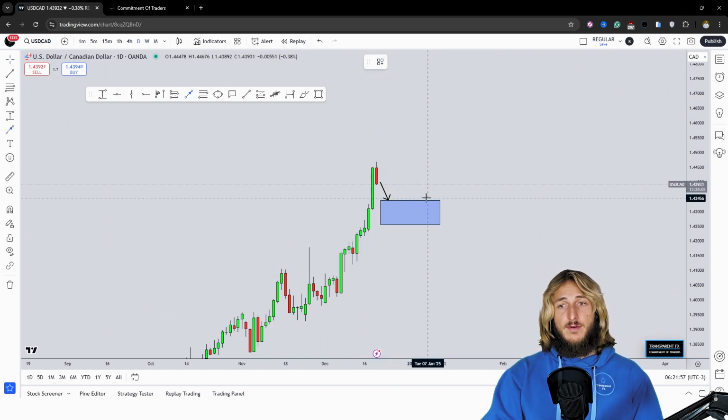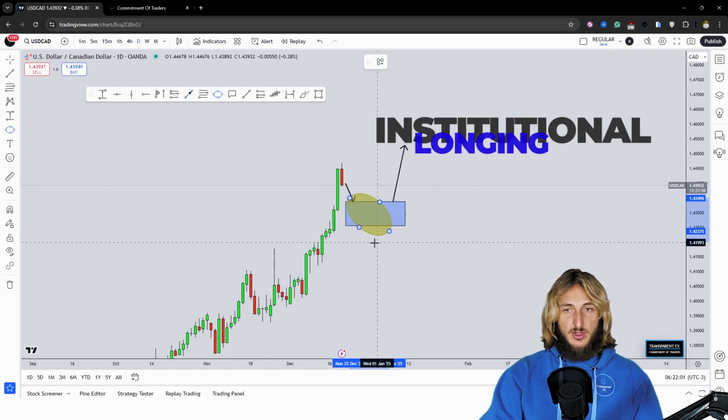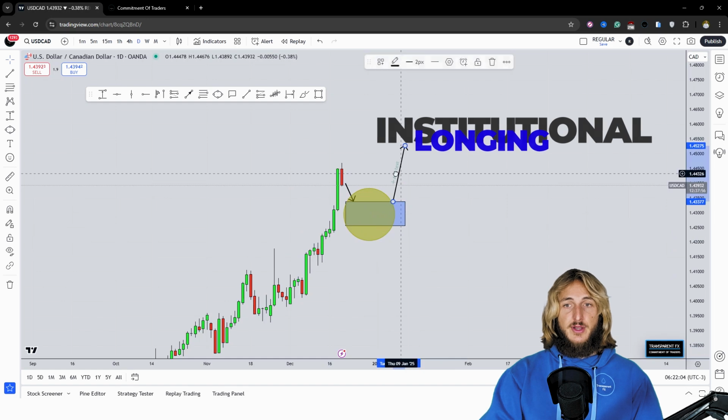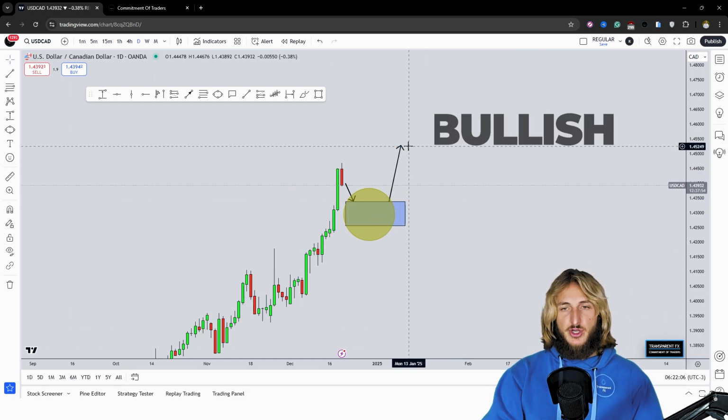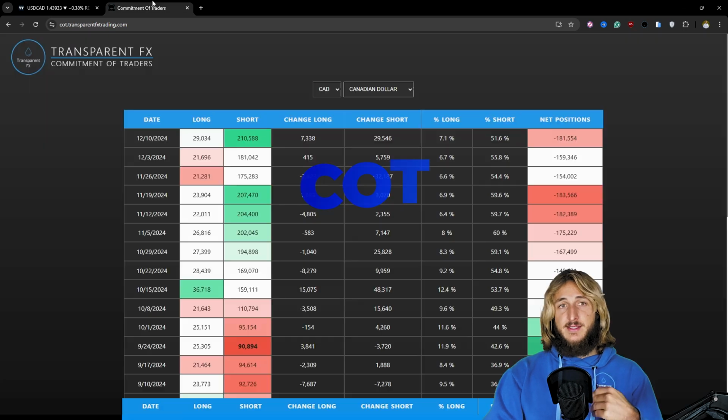And inside of a confluence of support zone, there is an increased probability of seeing institutional longing, which at that point could further increase the probabilities of a potential rejection to the upside away from this area. Now, what do I mean when I say institutional longing?